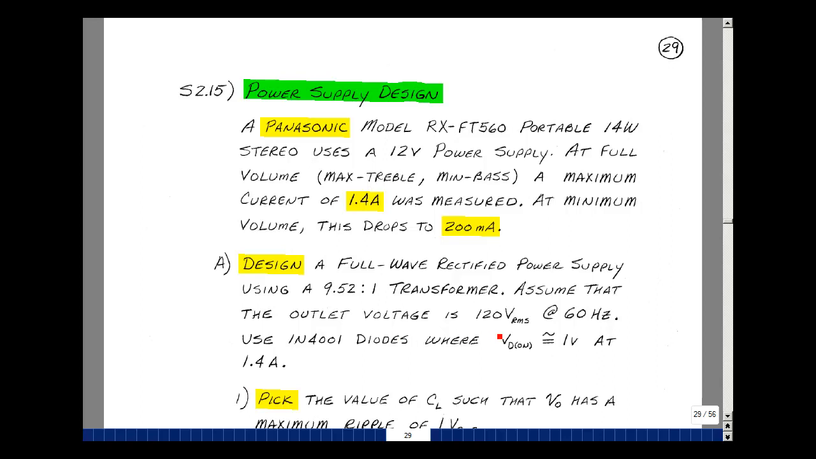Assume that the outlet voltage is 120 volts RMS at 60 hertz, and let's use 1N4001 diodes, and I looked at the data sheet, and the drop across the diode is about 1 volt at 1.4 amps.